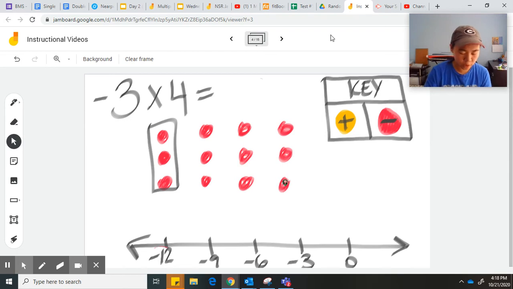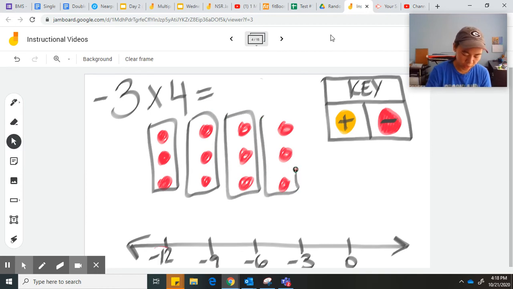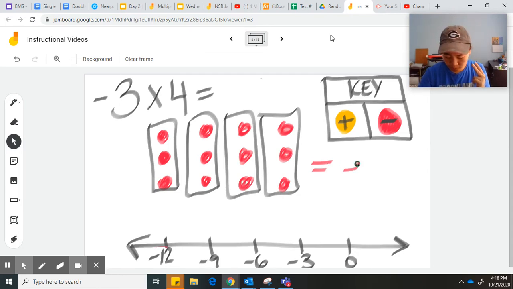So I have one group of negative 3, 2, 3, and 4 groups of negative 3. And my answer is going to be how many total counters I have there. I have 12 total counters, and they are red. I looked at my key. Red is negative, so my answer is going to be negative 12.